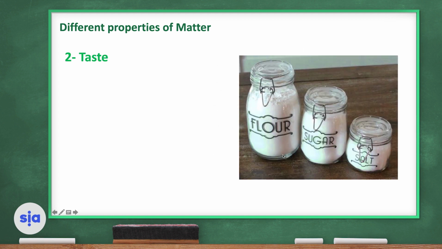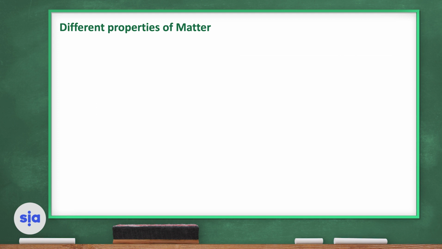Taste. Look at these jars. Flour, sugar, and salt. The three of them are white. What do you think if you taste them? Are they going to taste the same? Of course, no. So, matter has different taste.